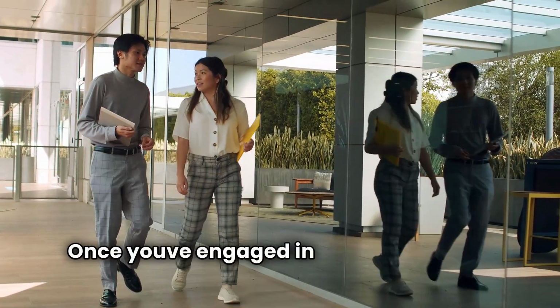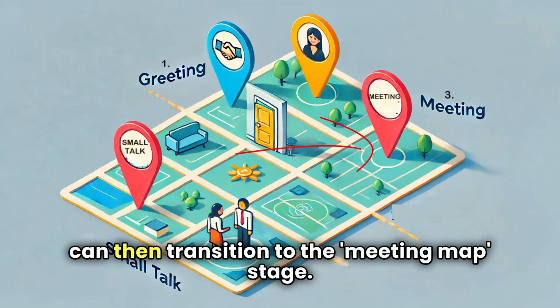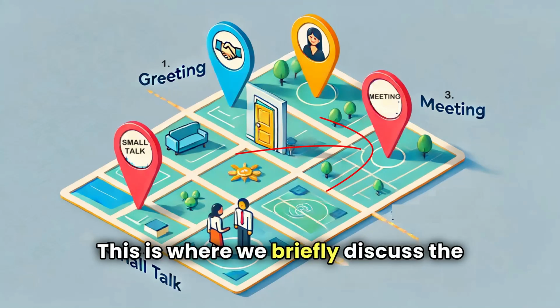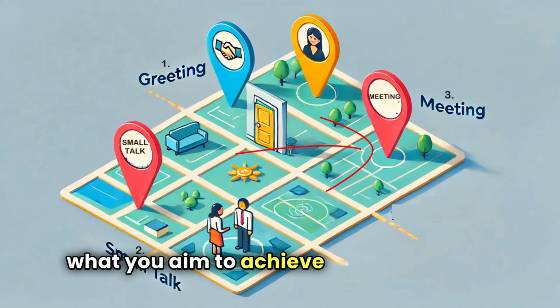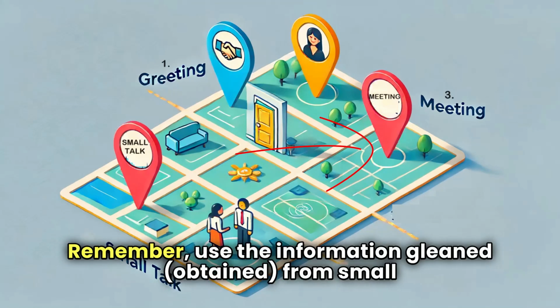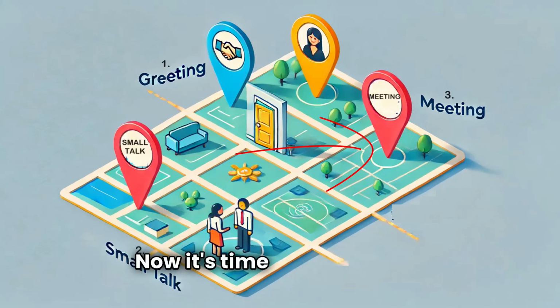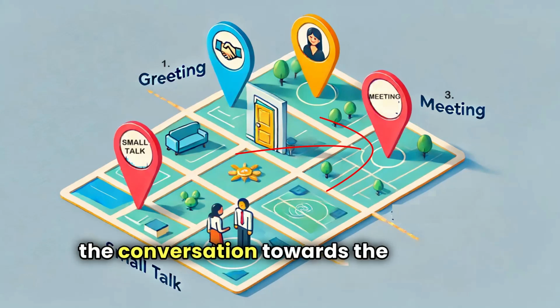Once you've engaged in some small talk, we can then transition to the meeting map stage. This is where we briefly discuss the agenda and what you aim to achieve during the visit. Remember, use the information gleaned from small talk to personalize the conversation that follows. Now, it's time to gently steer the conversation towards the meeting itself.